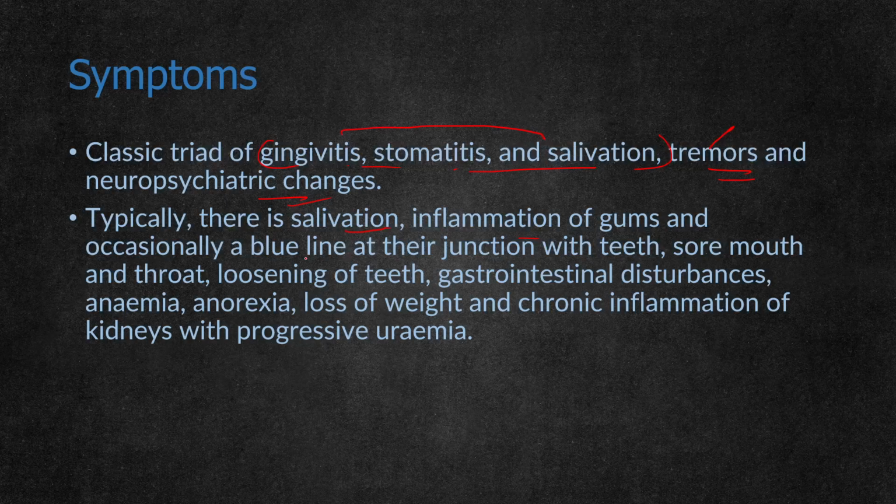Occasionally, a blue line is seen at the junction with the teeth, with sore mouth and throat, loosening of the teeth, and gastrointestinal disturbances. Anemia, anorexia, and loss of weight are all present. Then chronic inflammation of the kidneys and progressive anemia occur.